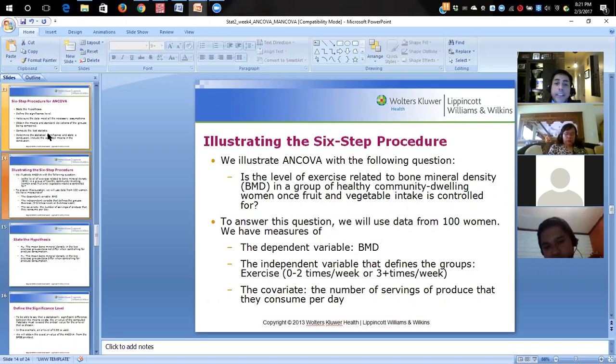So we illustrate the ANCOVA with the following question. Is the level of exercise related to bone mineral density in a group of healthy community-dwelling women once fruit and vegetable intake is controlled for? So this is our potential confounder. To answer this question, we will use the data from 100 women. We have the measures of the dependent variable, BMD, which is continuous, bone mineral density. So it meets the assumption of ANCOVA.